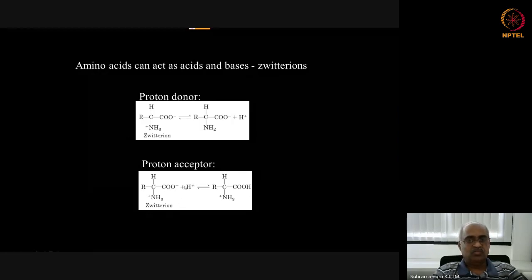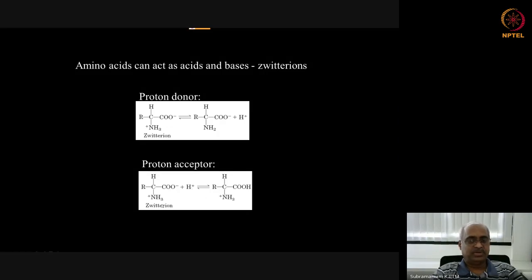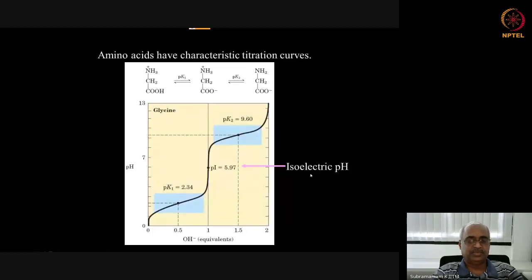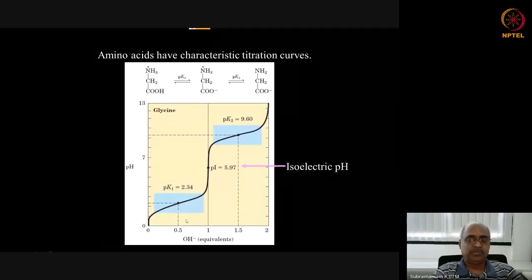So here both of them can accept. This can take a proton, and this can, for example, if this is the one, it can accept and become this. So they have both acid and base groups on the same molecule. And this actually affects their properties, which is shown in the next slide. This is an important characteristic that comes from the presence of two groups that can donate or accept a proton. And therefore you have two pKa values.